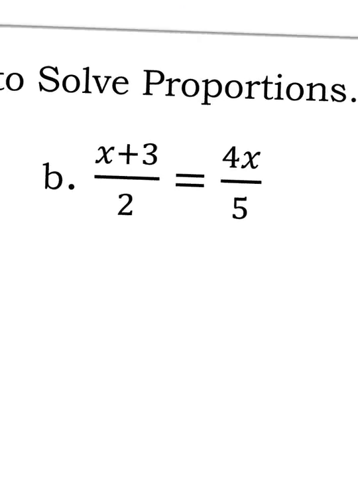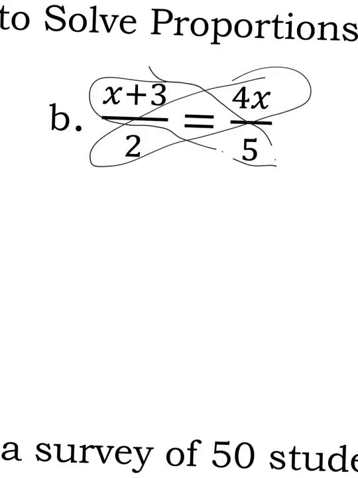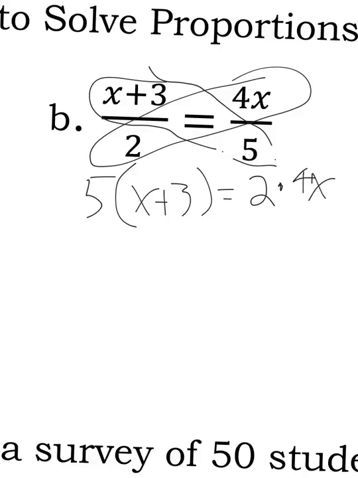Let's do this one. This one's going to be fun. At least I think it will be. Same method. Always cross multiply, then divide. Only, when we cross multiply, we're going to have to write it like this. 5 times x plus 3, that's going to equal whatever 2 times 4x is. So remember, you're going to distribute this. What's 5 times x? 5x. What's 5 times 3? 15. What's 2 times 4x? 8x.